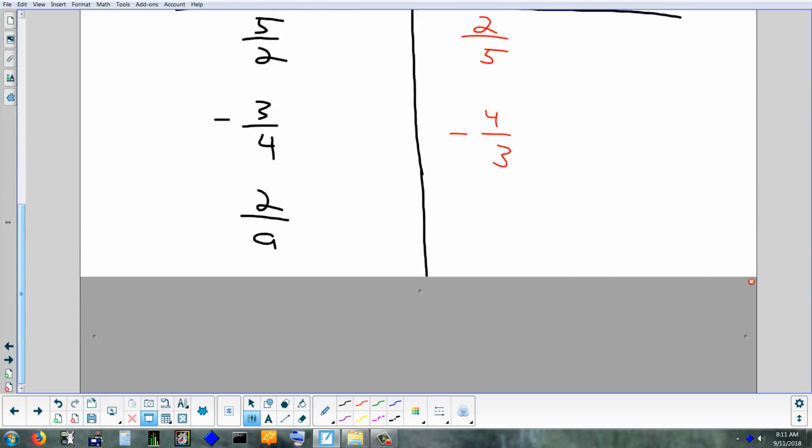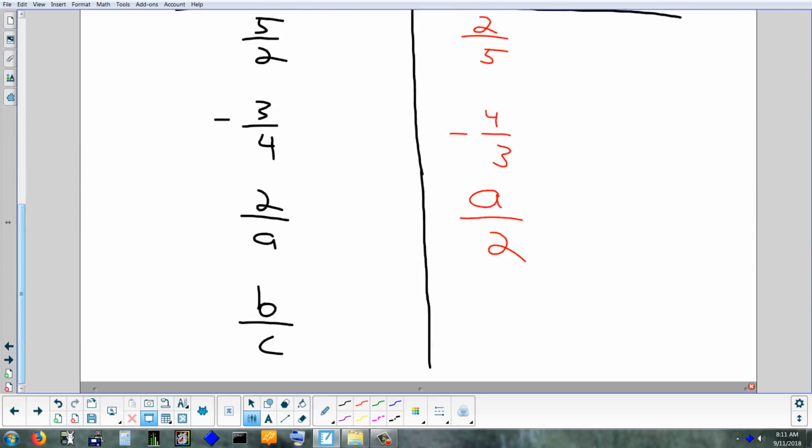Okay, that's 2 divided by a. So this time now we have a variable. We don't know what a is, but it doesn't matter. Still do the same thing. What's the reciprocal of 2 divided by a? Yeah, Miguel? A over 2. Yep. 2 divided by a becomes a divided by 2.